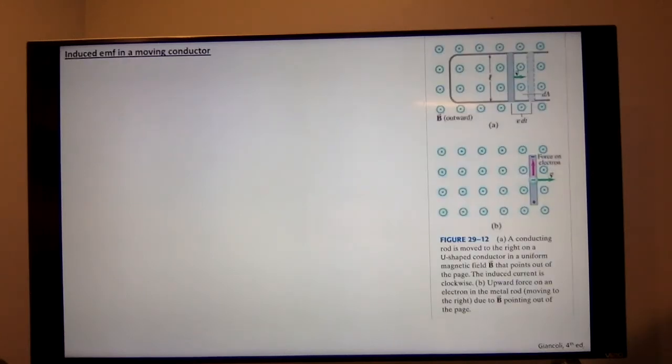Let's see. Induced EMF in a moving conductor. I'm not going to say too much about this. I just want you to see how it's true. First of all, we could write an equation for this in case you need it. It's equal to B times V times L. And it turns out V is just the velocity of the conductor, and L is the length of the conductor.